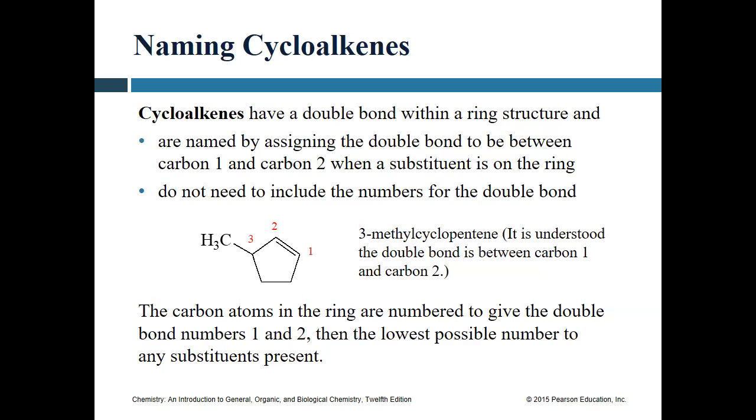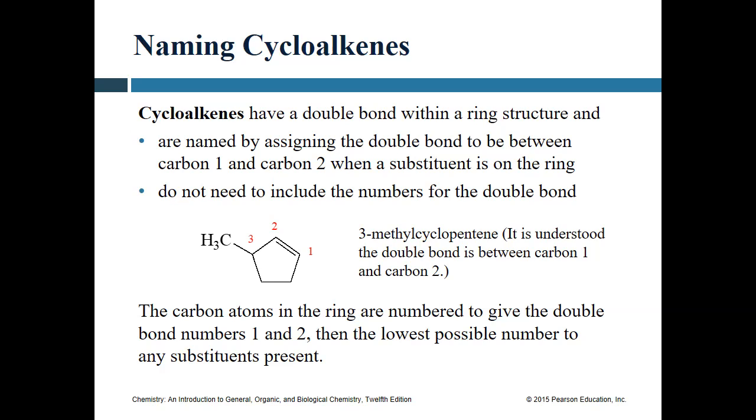All right. What if we have something cyclical? Well, in a ring, we can number in any direction starting from any carbon. So what that means is that when it comes to numbering, we're always going to number that double bond or that triple bond starting at 1, and then numbering in whichever direction goes through that double bond.